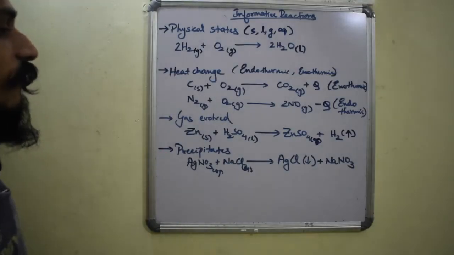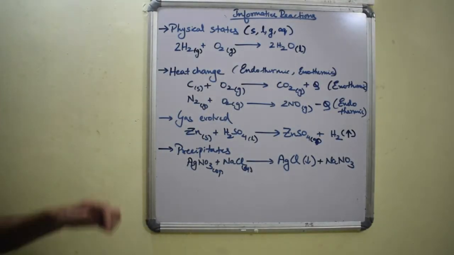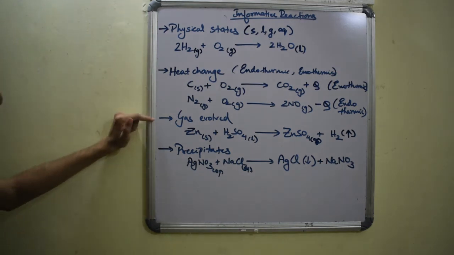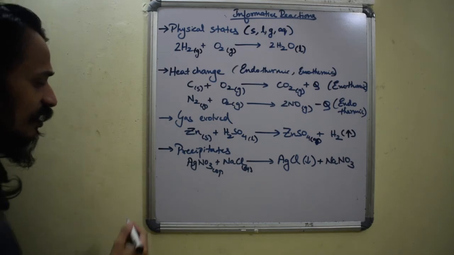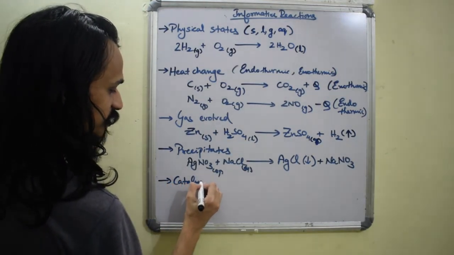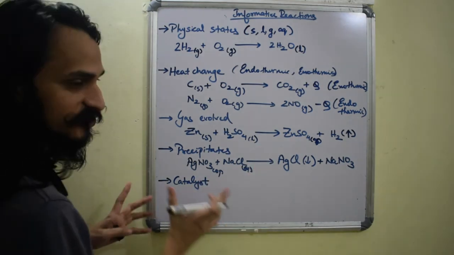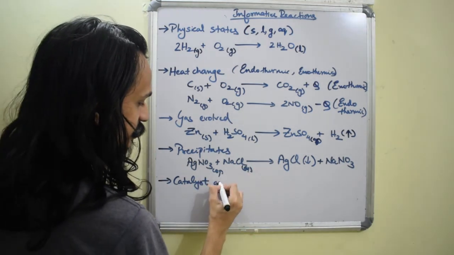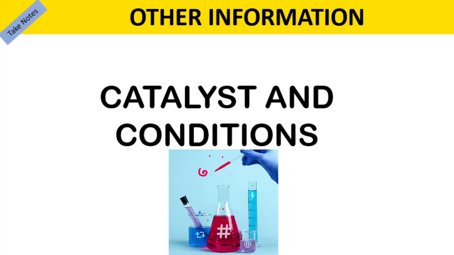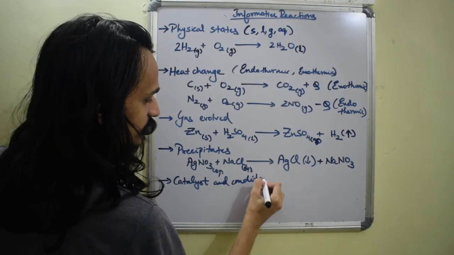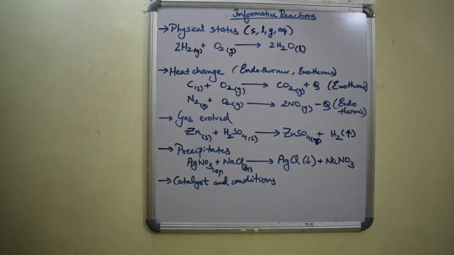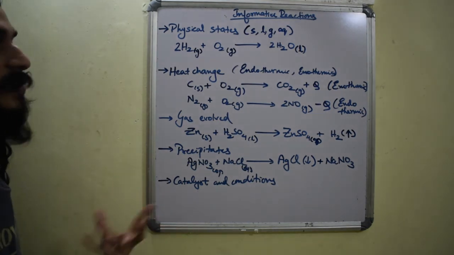So these are the four major ways that we can denote information in reactions: physical states, heat change, gas evolved, and precipitates. Now there's one more thing called catalysts, which is the name of our program, Catalyst. It comes from this word, catalysts and conditions. So sometimes our reactions need specific things to work. Not always can you add two chemicals and expect them to work.